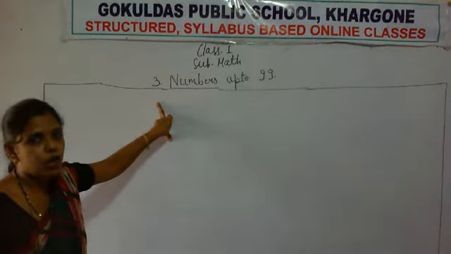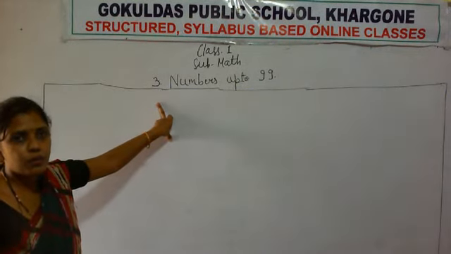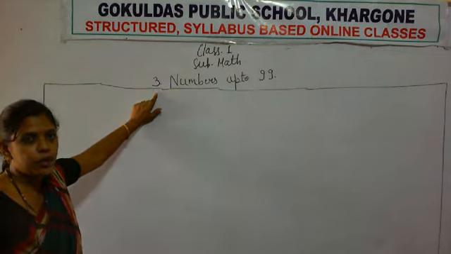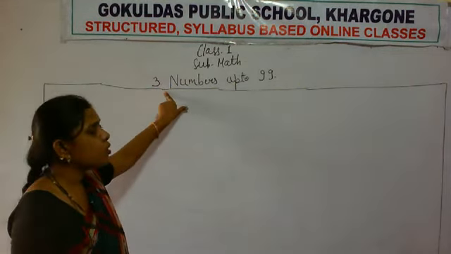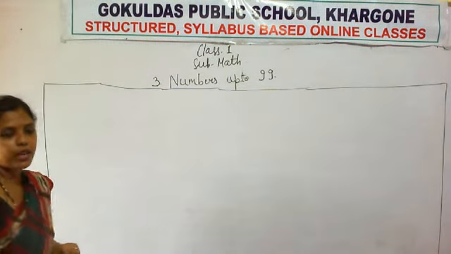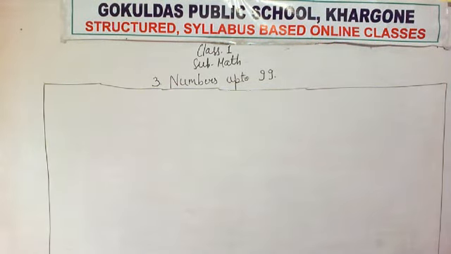First write the heading of the chapter. What is the name of the chapter? First write 3. This is new chapter 3. Then write the name of the chapter, numbers up to 99. Okay.